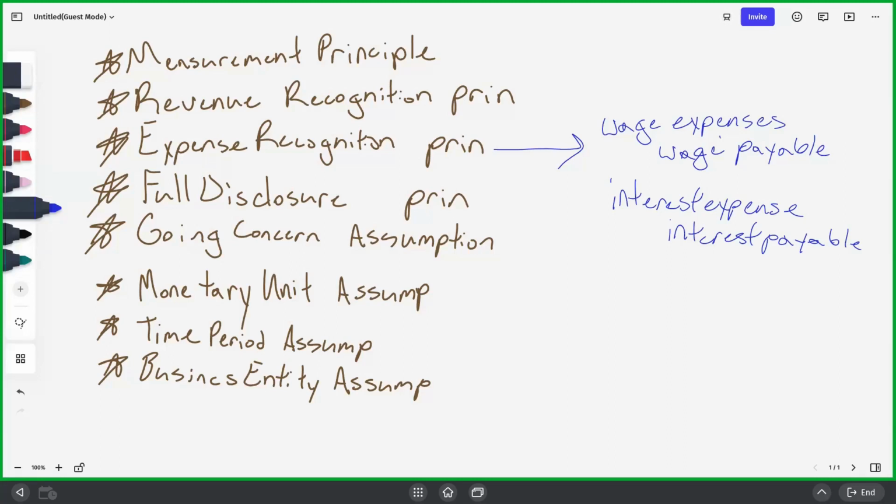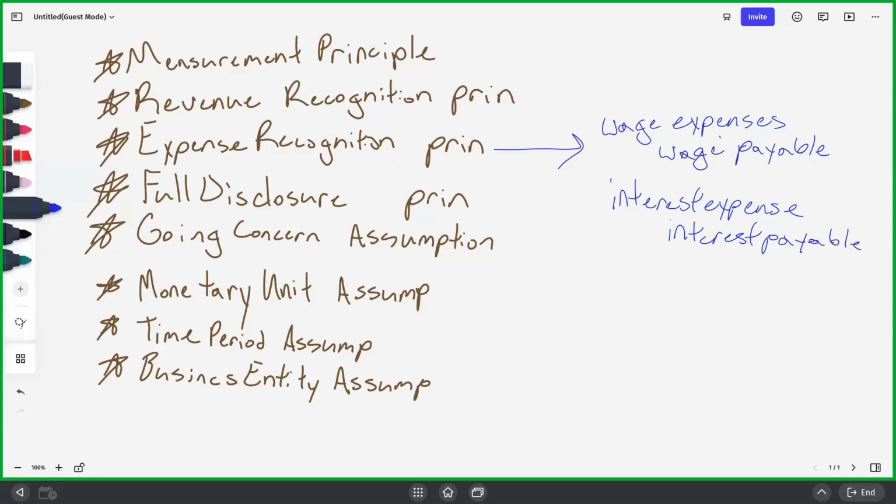Now, anyone have any ideas for the full disclosure principle? It's not withholding certain financial documents, right? Perfect. Basically, think of it as our disclosure, our footnotes. That's the basic nitty gritty to say, hey, this might look odd, but this is why. We put it like this because of X, Y, Z, and it's all of those little nitty gritty footnotes.